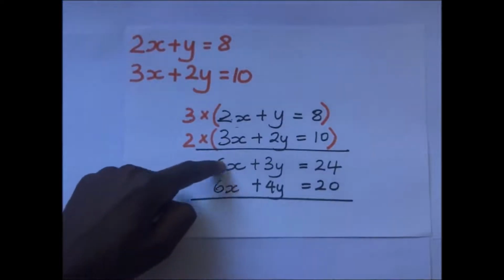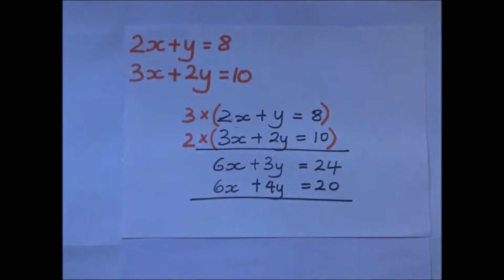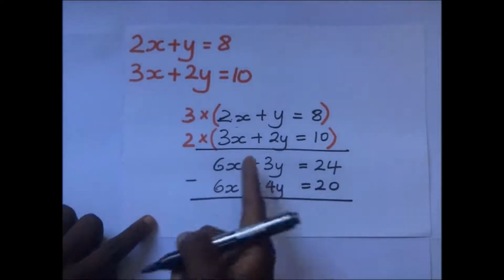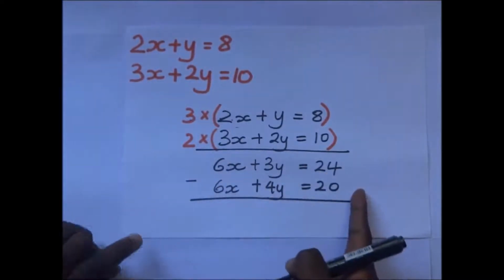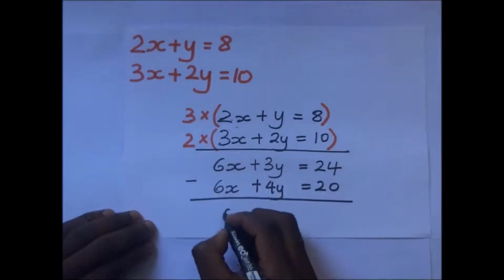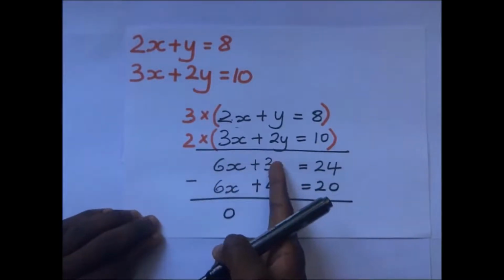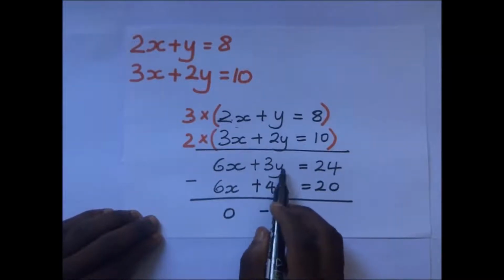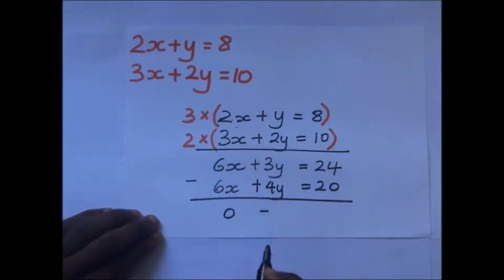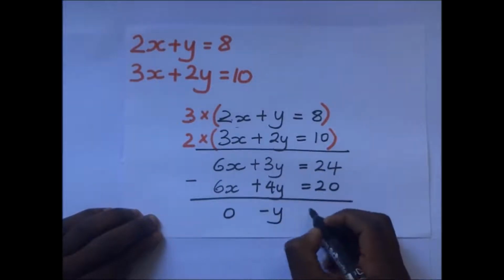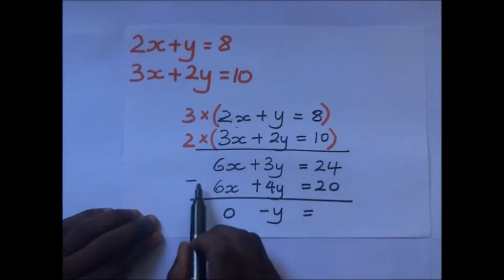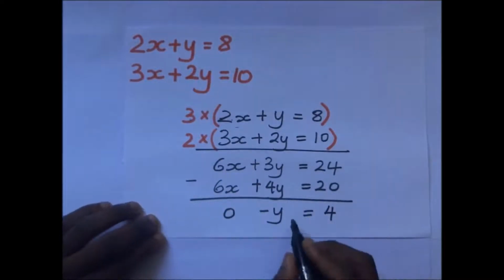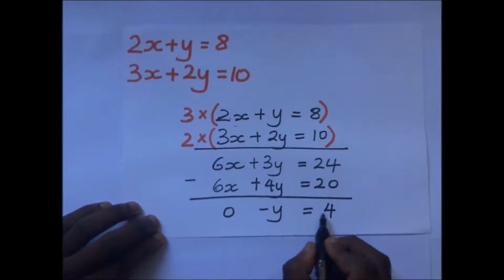And if we say 6 minus 6 is going to give us 0. So it means that now it is easier to eliminate x at this point. So we subtract this minus that. So 6x minus 6x is going to give us 0. Then 3y minus 4y is going to give us negative, because 3y minus positive 4y is going to give us negative y, is going to give us 24 minus 20 is going to give us 4. And of course here negative y is equal to 4.